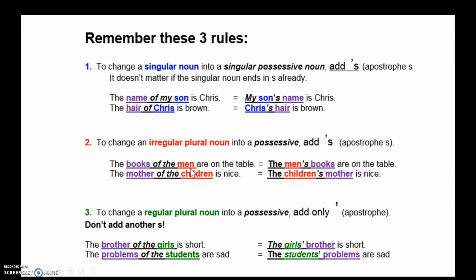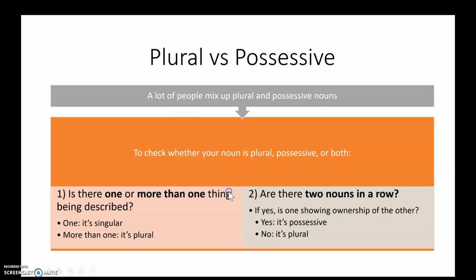So the bases, let's see, that's not a good one. The classes. Classes is already plural. It already ends in s. We would just add an apostrophe to it. To change a regular plural noun into a possessive, add only an apostrophe. Don't add another s. So the girls' brother is short. The students' problems are sad.